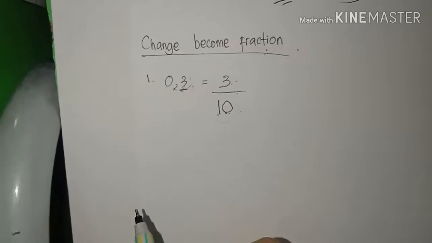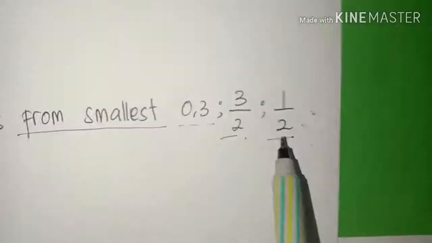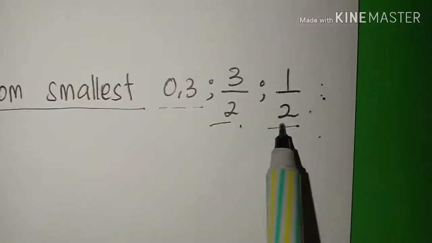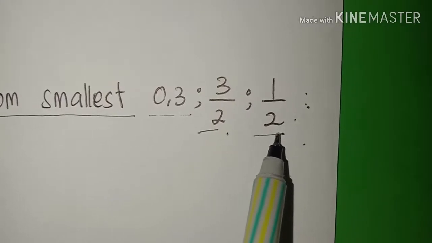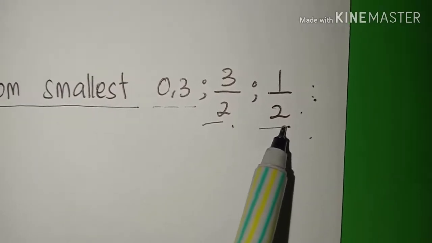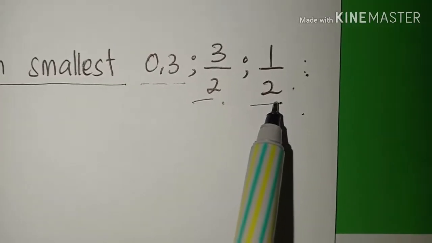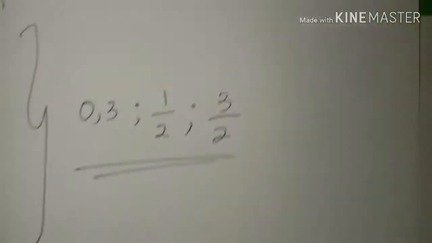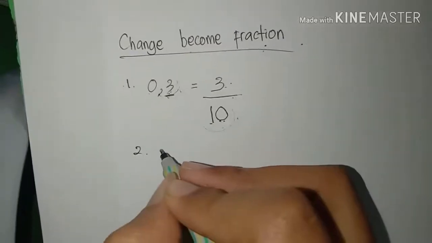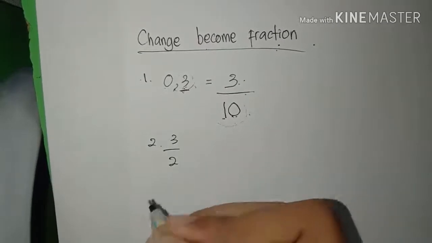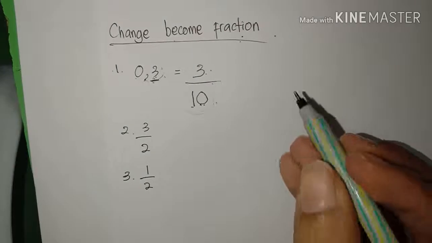Okay, next we go back to the second pattern and third pattern. Because they are fractions, the type is fraction, so we do not need to change become fraction. So we can directly write the second is 3 of 2 and the third is 1 of 2.